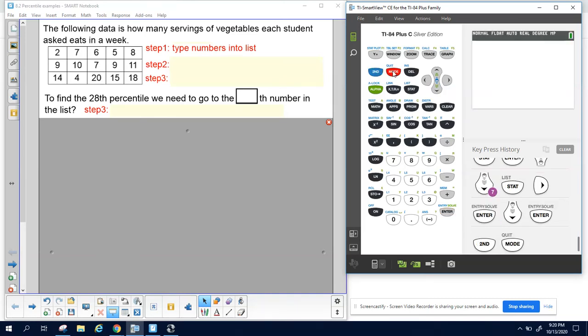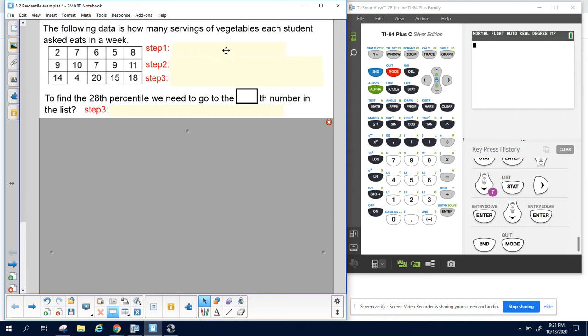Hi, I wanted to make a quick tutorial to refresh your memory on how to work with percentiles, since the steps seem to be a little bit difficult to communicate in the virtual world. The first thing I want you to recognize is that I gave you a set of data, and this time it's how many servings of vegetables each student that we asked eats in a week.